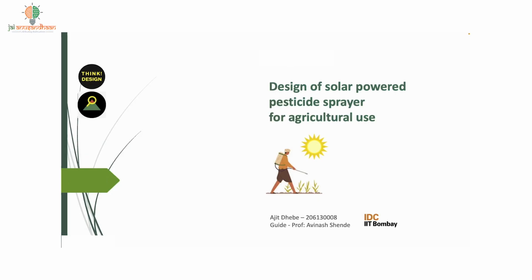We're going to be looking at a case study, a very interesting case study, a product design of a pesticide sprayer for agriculture. The project was mentored by Professor Avinash Shinde, faculty at the IDC School of Design at IIT Bombay. The student is a Master of Design, Product Design student, Ajit Debe. The student has taken all the phases of the design thinking and innovation process to do this particular project.